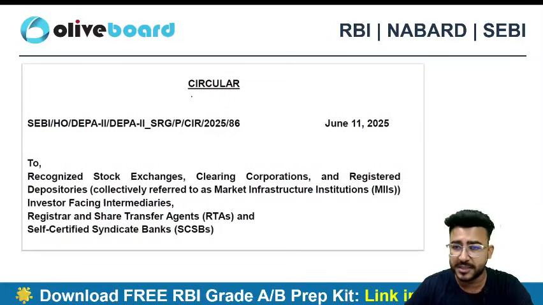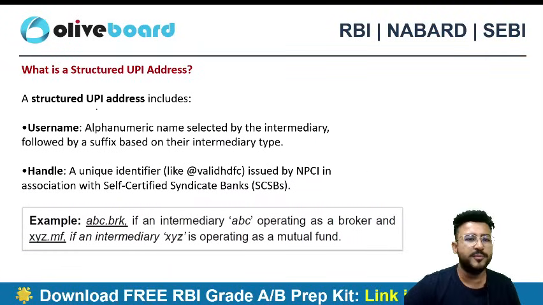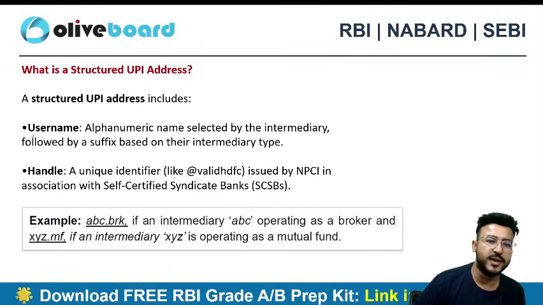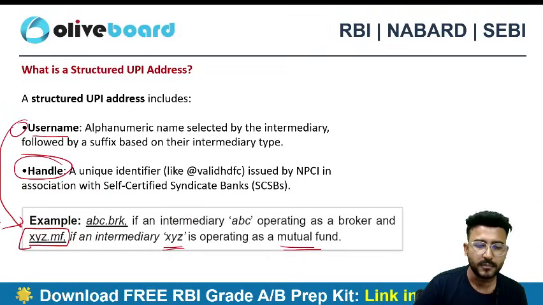So this was a SEBI circular which was posted on the website somewhere around June. So what do you mean by structured UPI ID? There should be a username, there should be a handle. Say for example, you are a mutual fund company. The name of your company is XYZ. So xyz.mutualfund will be your username. If you are a broker like Angel Broking, then angel1.brk, BRK means broker.